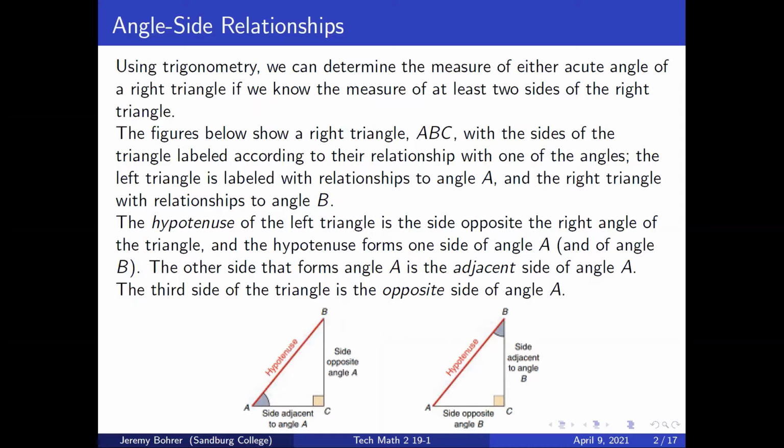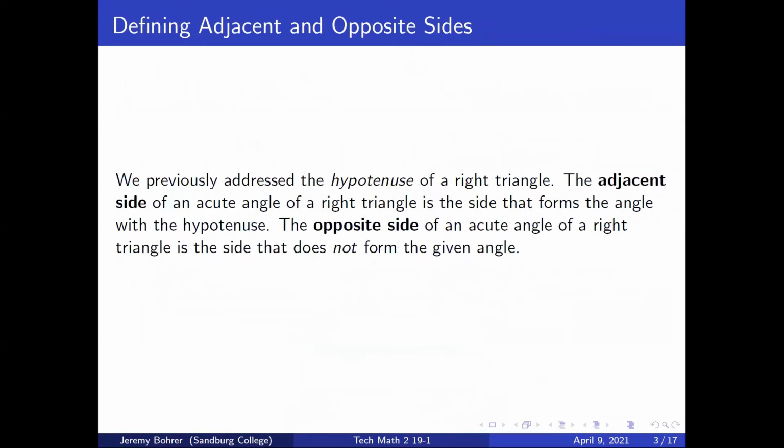one of the angles. The left triangle is labeled with relationships according to angle A, and the right triangle with relationships to angle B. The hypotenuse of the left triangle is the side opposite the right angle of the triangle, and the hypotenuse forms one side of angle A and of angle B. The other side that forms angle A is the adjacent side of angle A. The third side of the triangle is the opposite side of angle A.